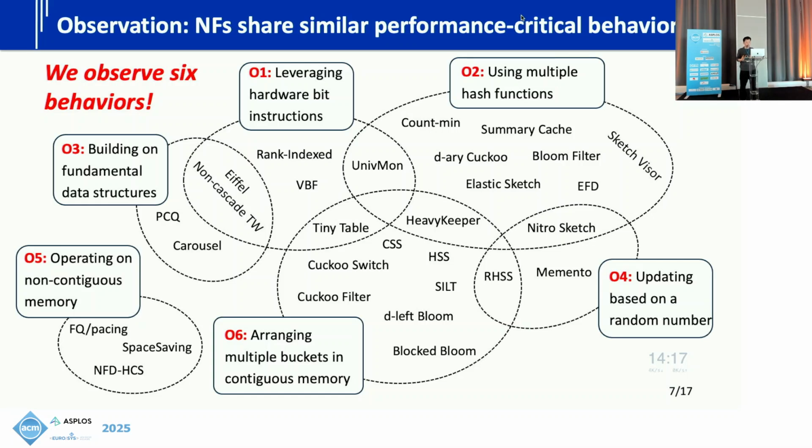And fourth, network functions may use random update to reduce the per packet overhead. And fifth, we may use non-contiguous memory to organize the data structure. And finally, network functions may arrange multiple packets in contiguous memory for fast key comparing, for example, Google hash. Due to the space limitation, please check our paper for more details of these behaviors.